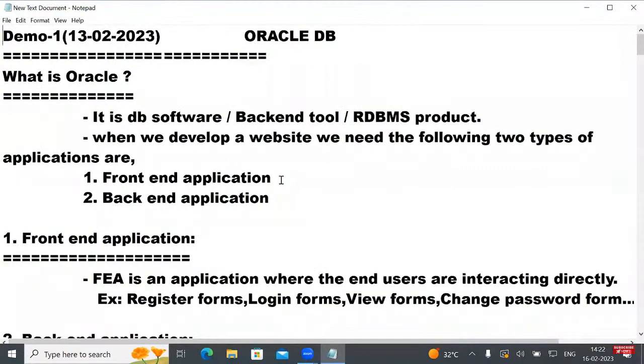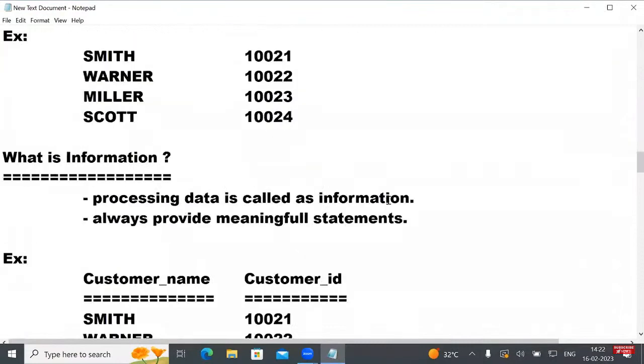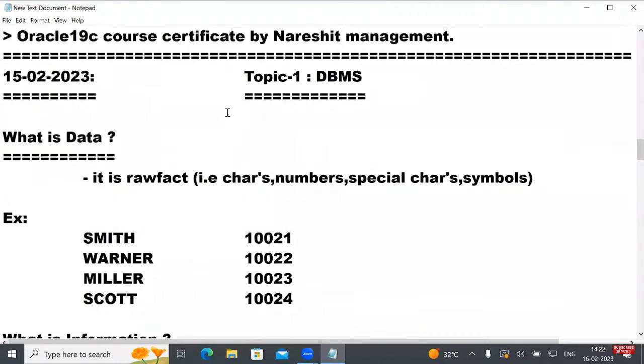So yesterday, guys, we started the first class of DBMS, and a few basic terms we discussed in the last session, okay?